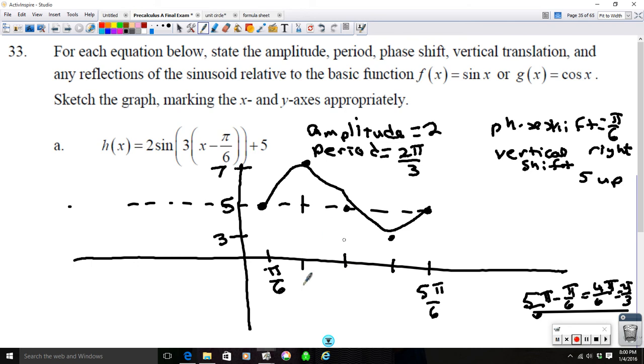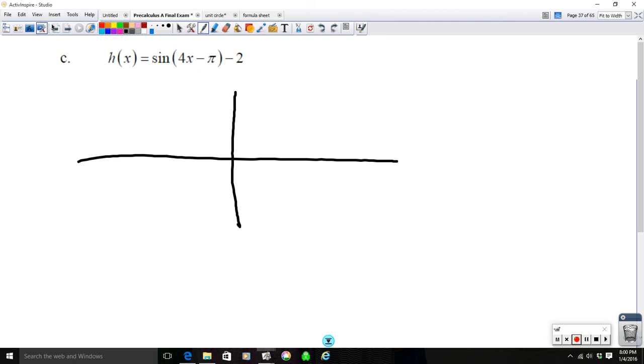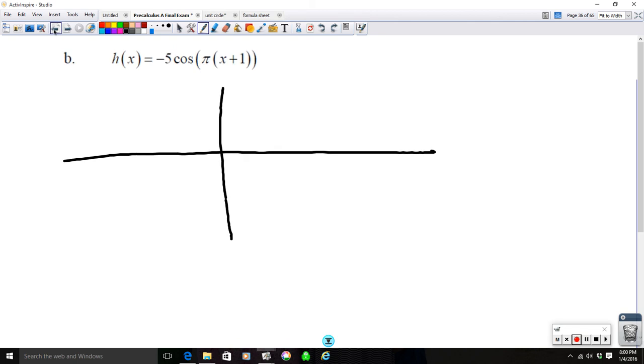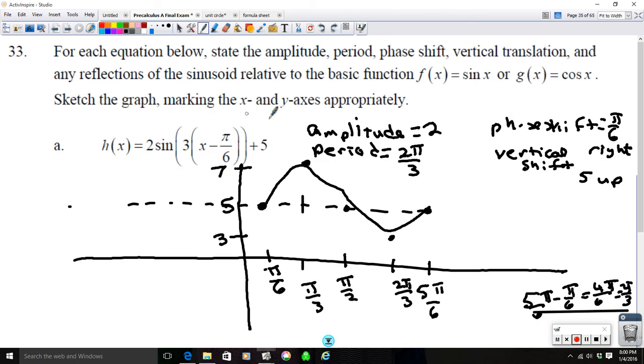So just find these intervals in between here. So this first interval, halfway between the two of them is going to be pi over 2. We know from here to here has to be half of 2 pi over 3, and then half of that amount is going to be pi over 3. And this is, again, 2 pi over 3. Next one. Let's see, make sure we answered all the questions. They said sketch the graph marking the x and y-axis appropriately, which we did.